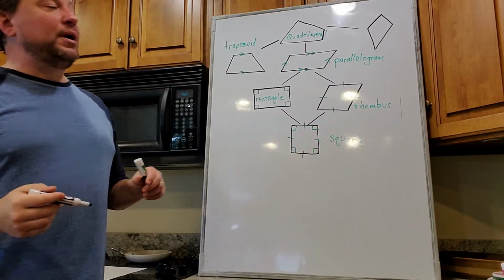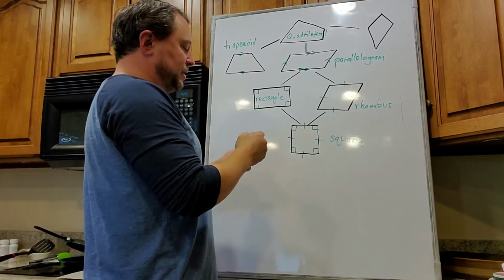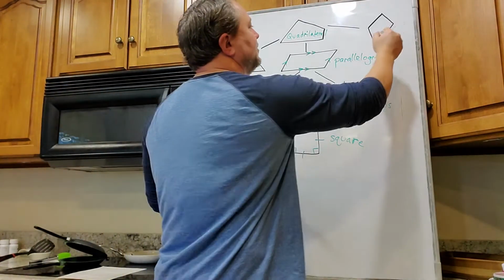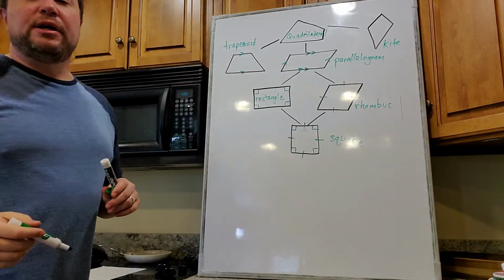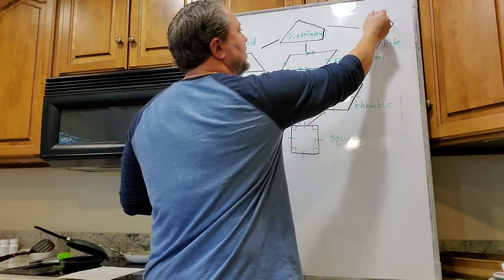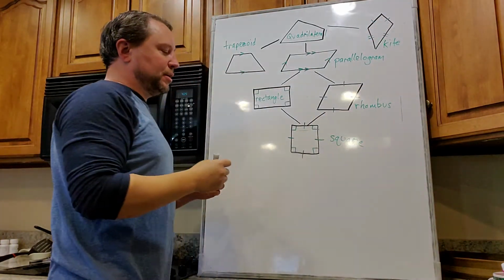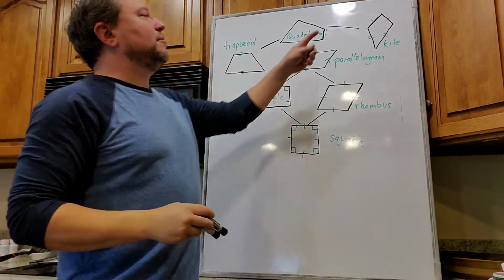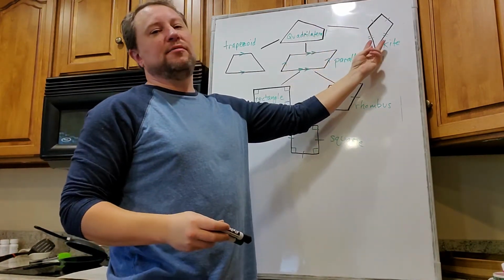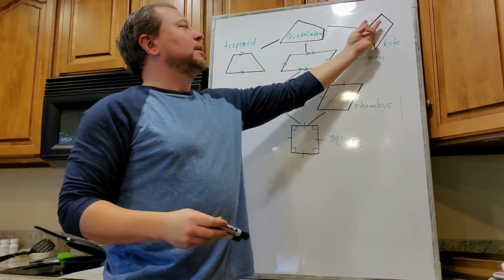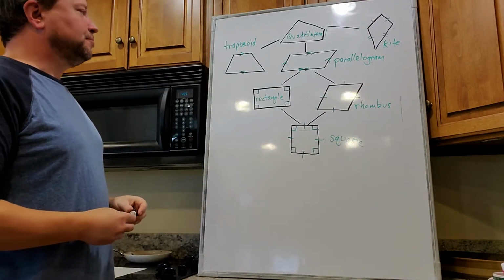And you might have guessed it. It is called what you think it's called. That is called a kite. And in a kite, what has to be true is that these two sides have to be congruent. Those two sides have to be congruent. So instead of having opposite sides match on a kite, it's consecutive sides, two in a row, side by side like that. That's what makes that a kite.